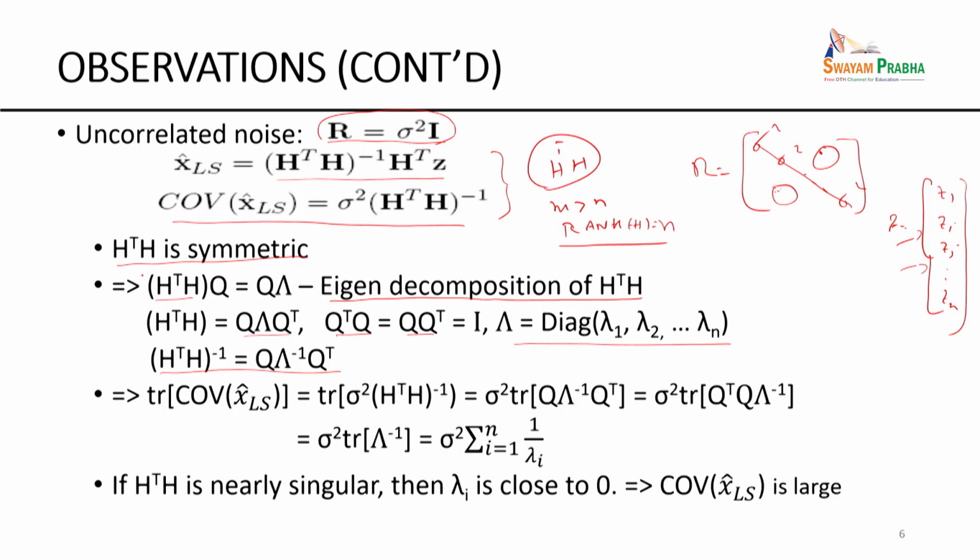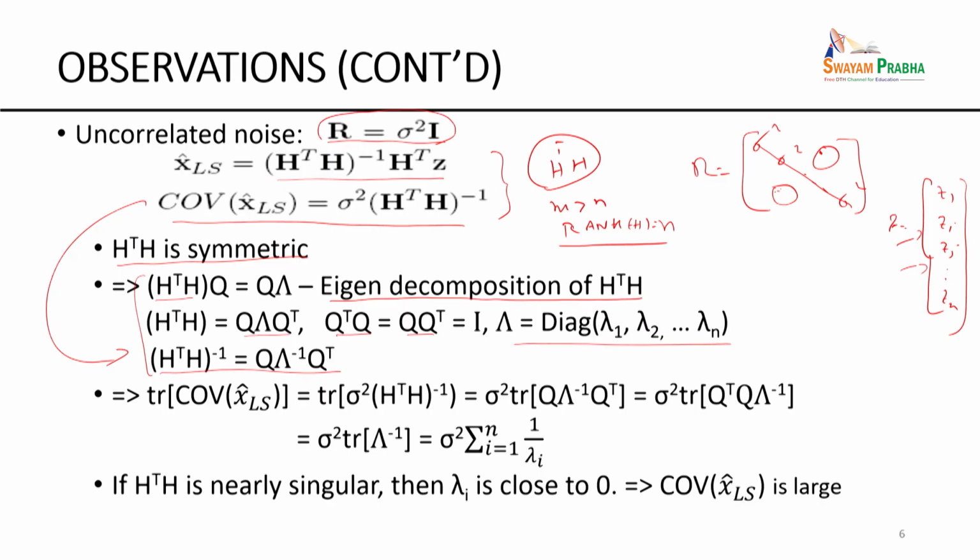Why am I going this way? Please understand, the covariance of the statistical least square when the noise covariance is a diagonal matrix with the same diagonal elements is related to the inverse of H transpose H. So I would like to be able to compute H transpose H and its inverse, and that's exactly what I have done here. So this is Q lambda inverse Q transpose.